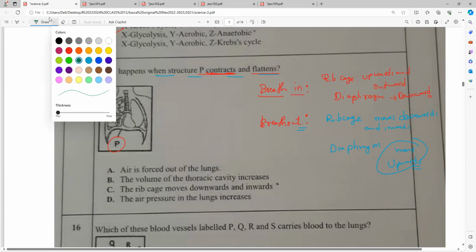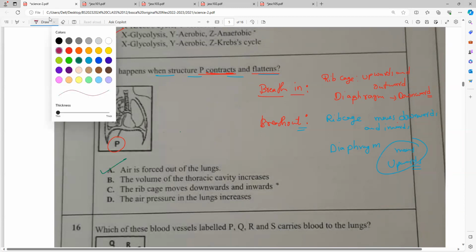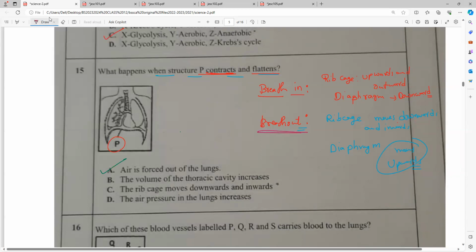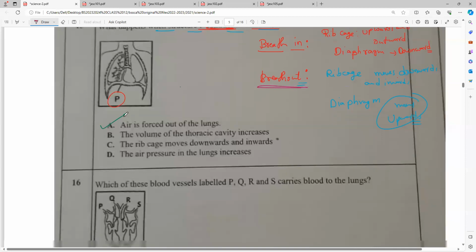The air will come outside from the lungs. So that is the air which is forced out from the lungs. The air which is present inside will be pushed out. So that is what breathing out is. Breathing in, air will go into the lungs. Breathing out, the air will come out. So the chest cavity becomes smaller, so air is pushed out of the lungs. That is the answer.